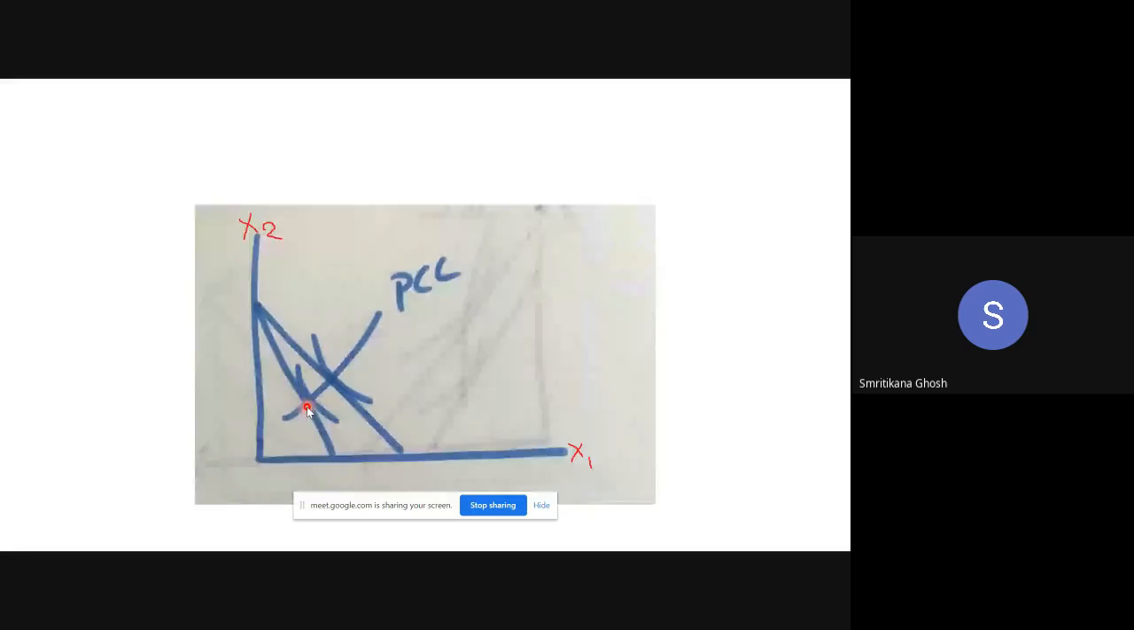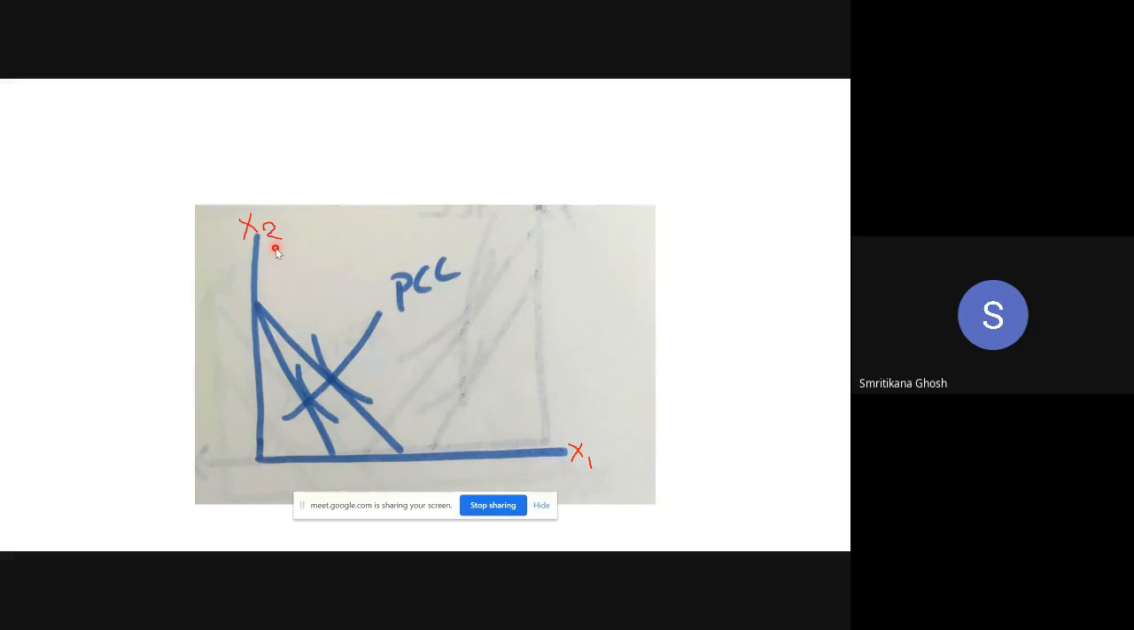So when the price of X is falling, X and Y consumption is increasing when the demand for X is inelastic. Okay, demand for X1 is inelastic, then only consumption of X2 will increase. Okay.